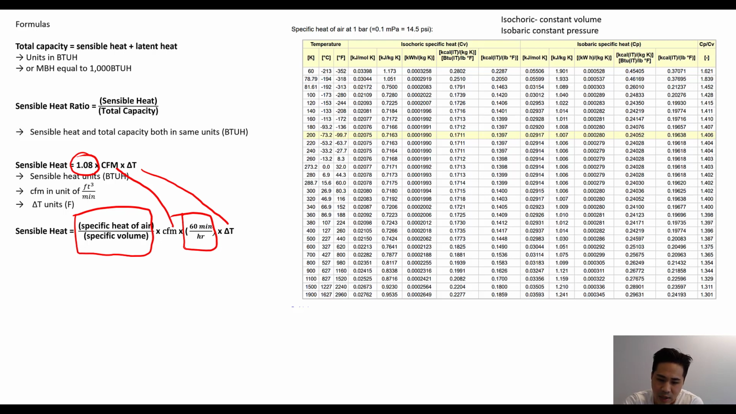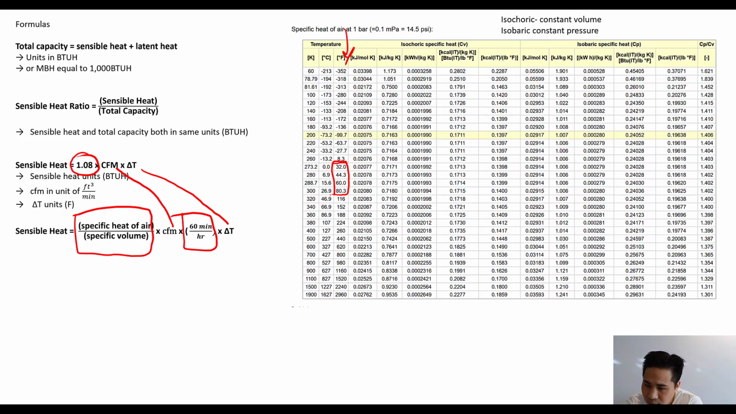The specific heat of air and the specific volume actually vary depending on the conditions you're in. If you look at the table on the right side, the specific heat is given for the temperature of the air. In this Fahrenheit column, we're just going to look at the temperatures that are usually within the range of HVAC, so let's look at around 32 to about 80 degrees.